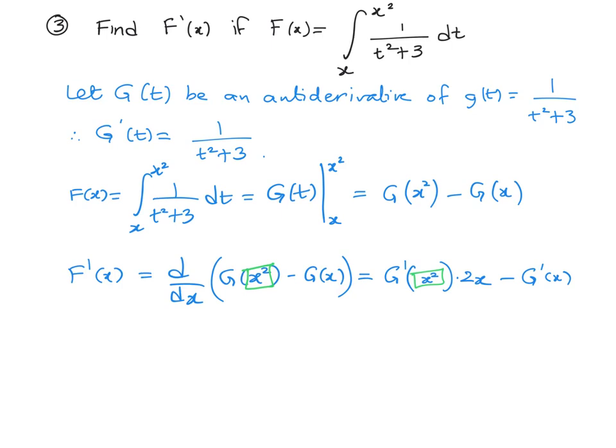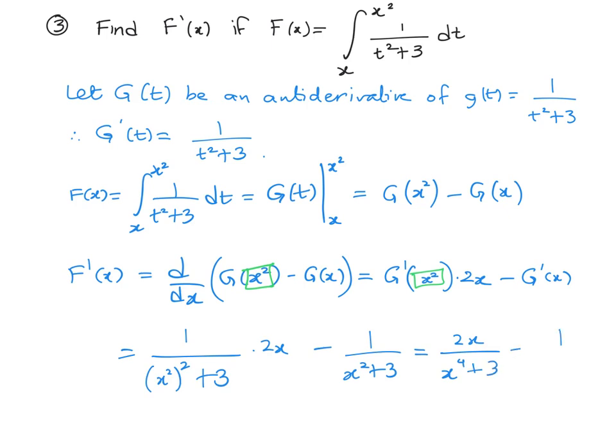Okay, so now G prime, of course, we have a function. It's 1 over t squared plus 3. So we have 1 over x squared squared plus 3 times 2x minus 1 over x squared plus 3, which when I simplify is 2x over x to the 4th plus 3 minus 1 over x squared plus 3. And there is the derivative of that integral.